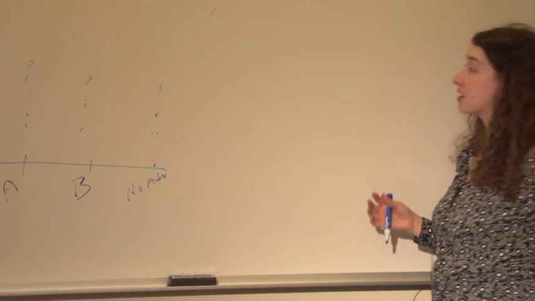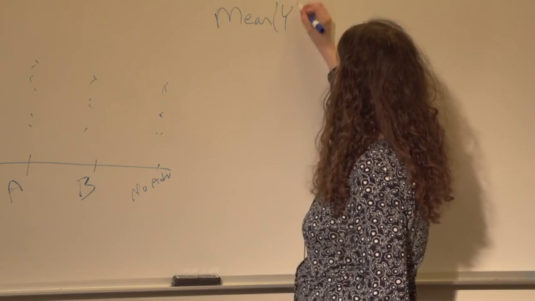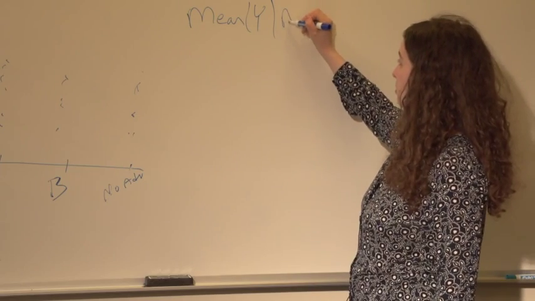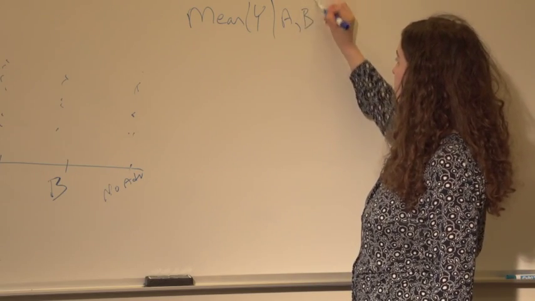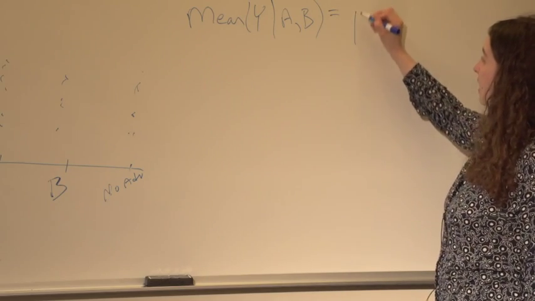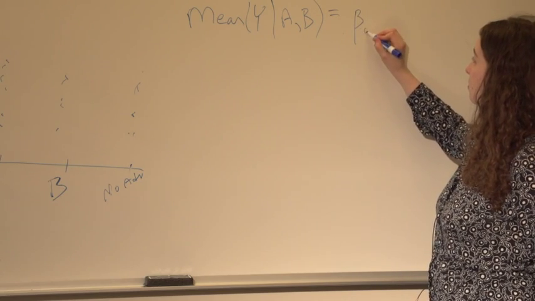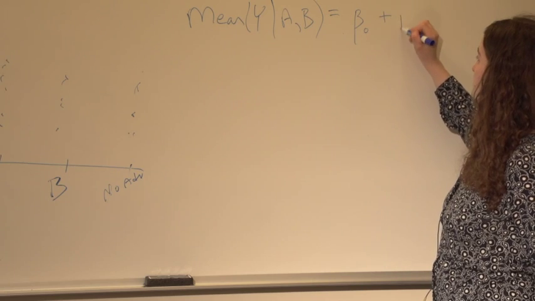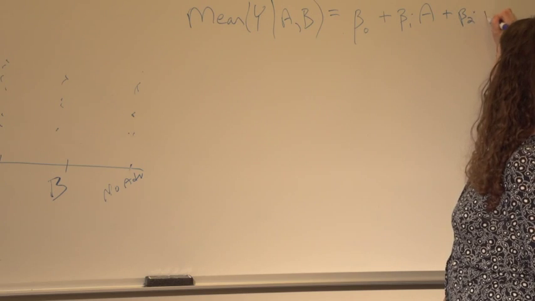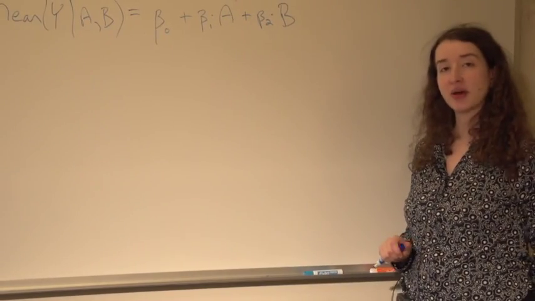Again, let's try to come up with a model for the mean. I'm going to write this way, and we'll talk about why in just a moment. Let's say the mean of y, given our knowledge of which group you're in, is equal to beta 0 plus beta 1 times A plus beta 2 times B. Why would we write this way? What does this mean?